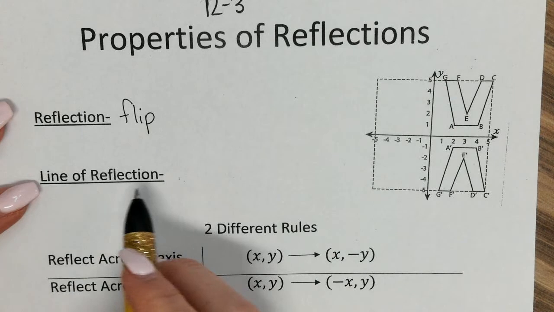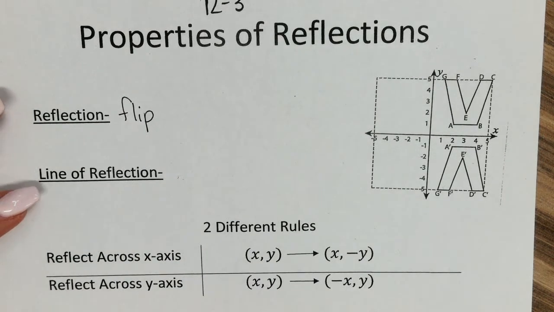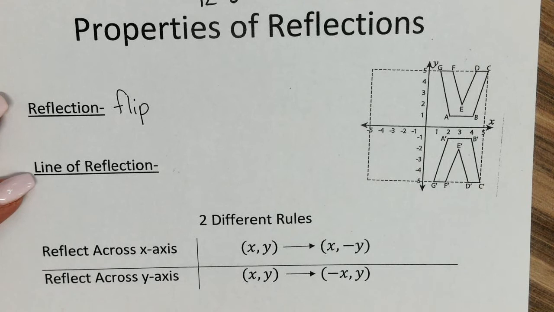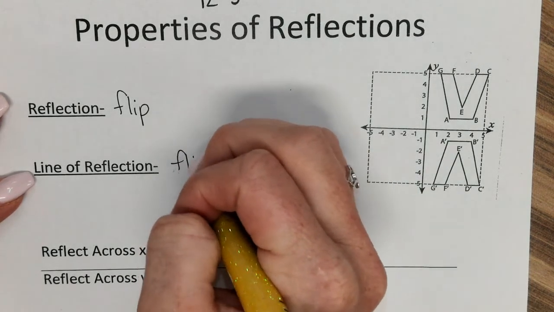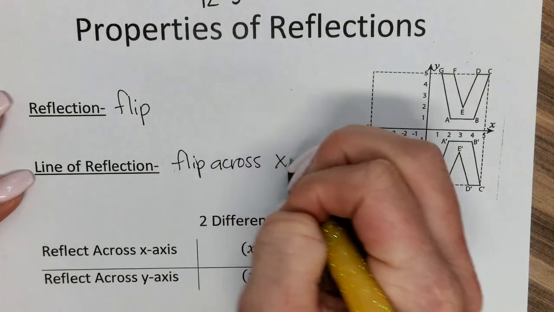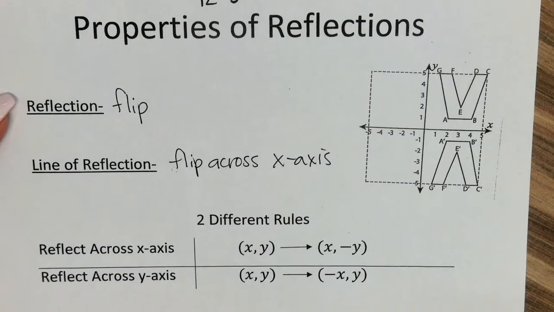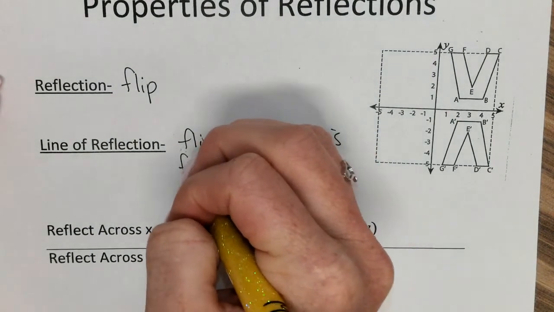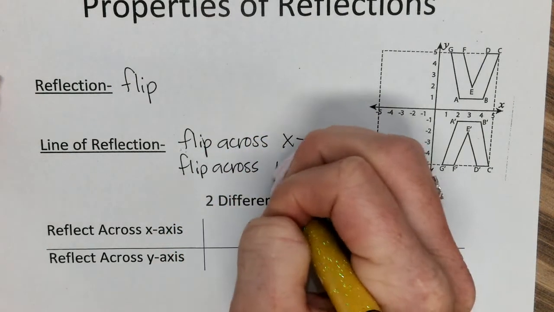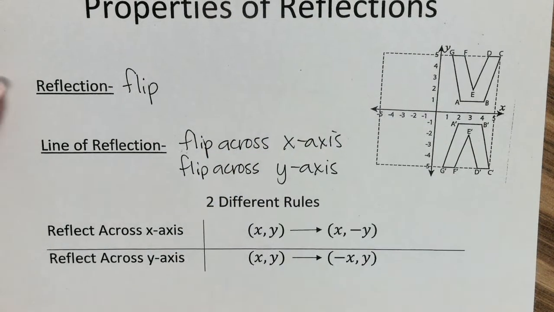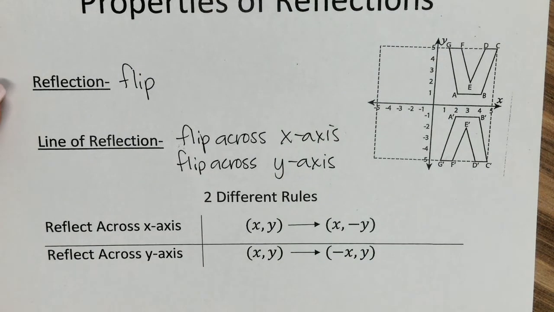The line of reflection, there's two ways you can do a reflection on a coordinate plane. You can flip across the x-axis. Everybody should be writing. Or you can flip across the y-axis. There are two types of reflections: a reflection across the x-axis and a reflection across the y-axis.